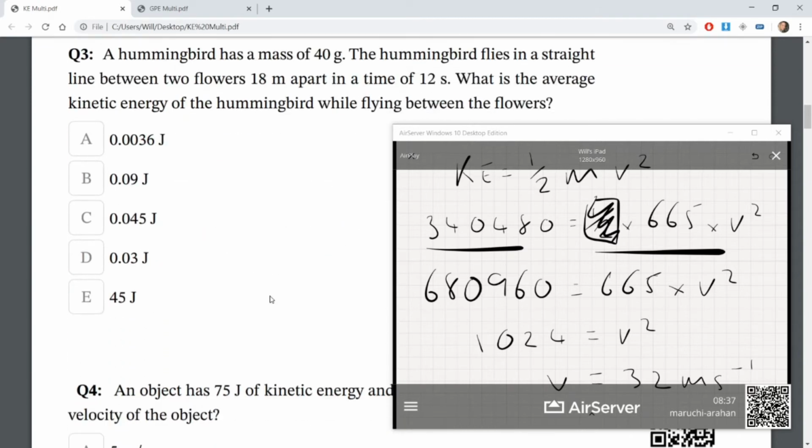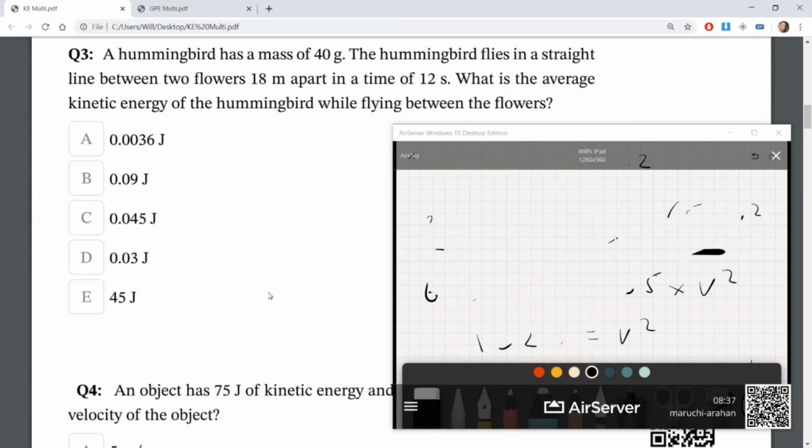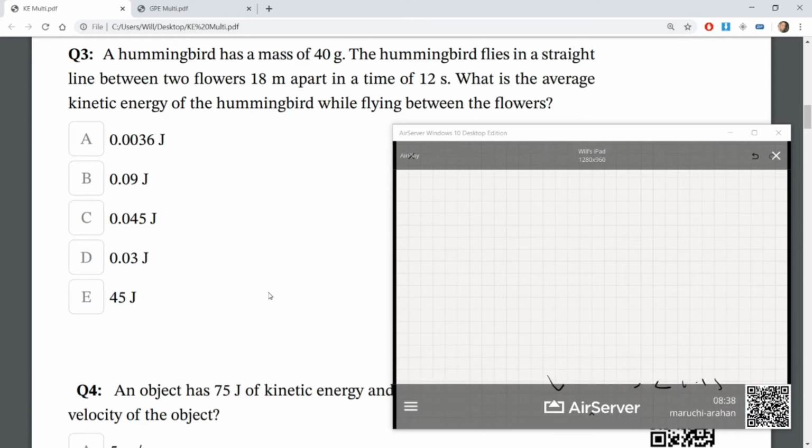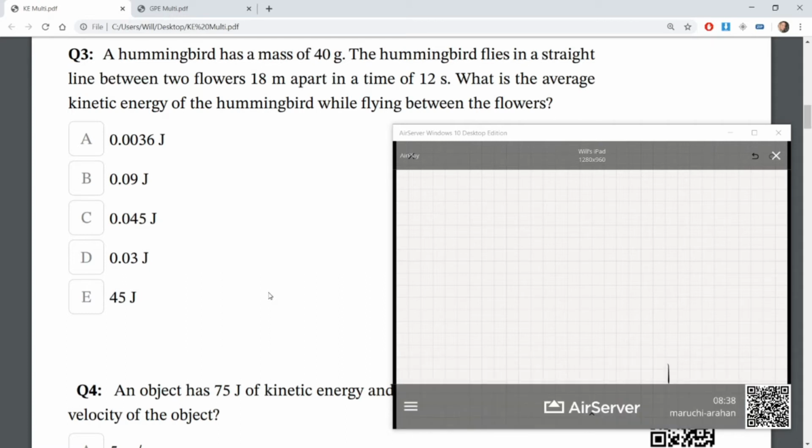Right then. So this one is a little bit sneaky now. Hopefully you should straight away be able to spot that the mass, we're going to need to do something else with that. That mass is not in a format that we can use straight away because it is in grams. So 40 grams equals 0.04 kilograms.